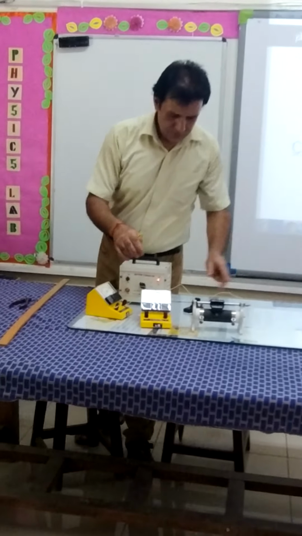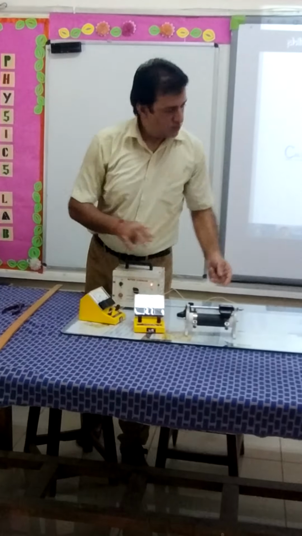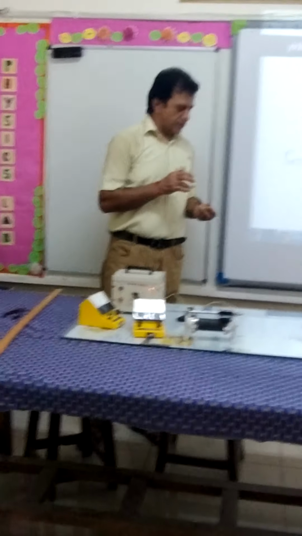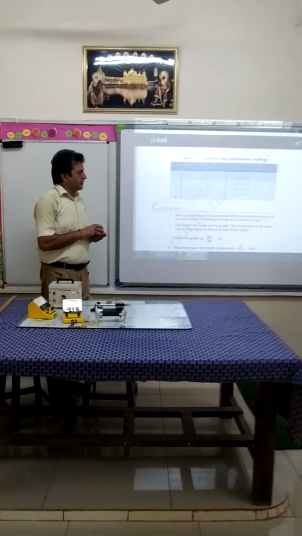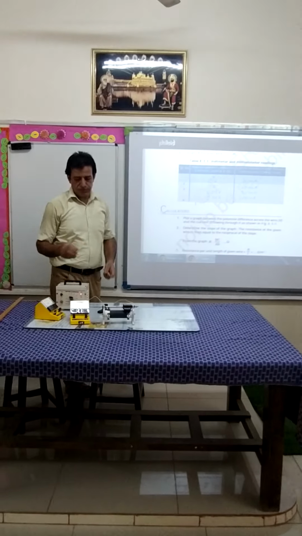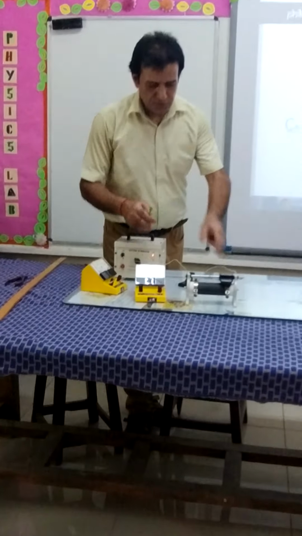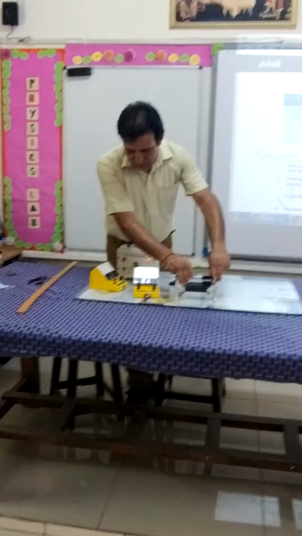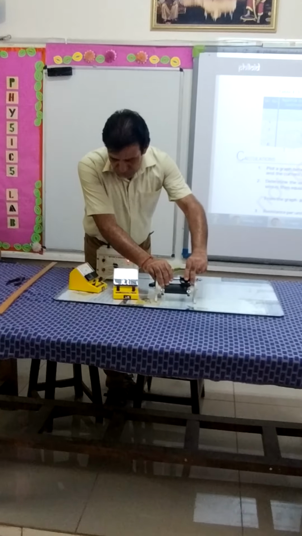So again we are minimizing it. So we are seeing that the readings are not constant, so that we are able to find a straight line graph. So that is why we are changing the voltage from the battery. Now it is at 4 volt. So we have minimized it. Again we are increasing it.